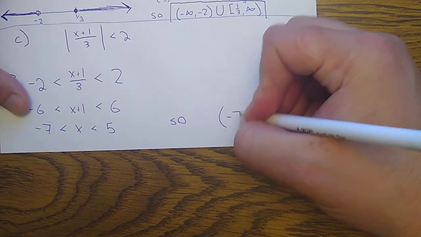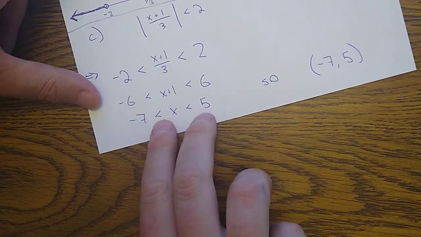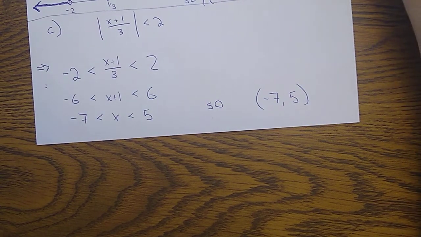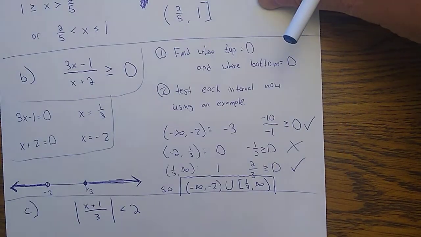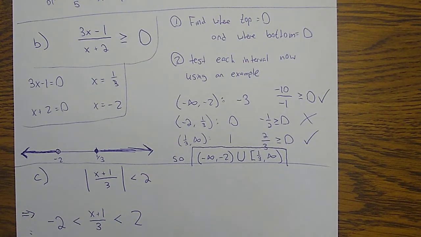We want this in interval notation, so this is negative 7 to 5, not including either one because these aren't less than or equal to. Okay, so yeah, let me stop this video and make one for the next section.